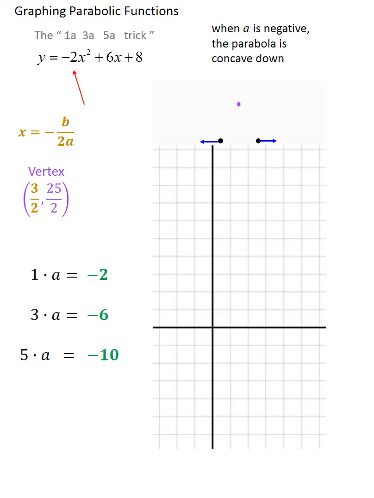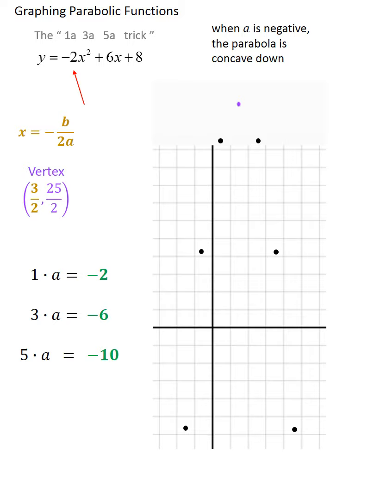Then, widening out one more space, my parabola will be 6 spaces lower than that, leading me to the next 2 points. And then from there, widening out one more space in each direction away from the center, my 1a, 3a, 5a trick tells me I'm going to be going down 10 to get to the next 2 points on the parabola. And you can see how the parabola continues to get steeper and steeper as you spread outward away from the axis of symmetry.